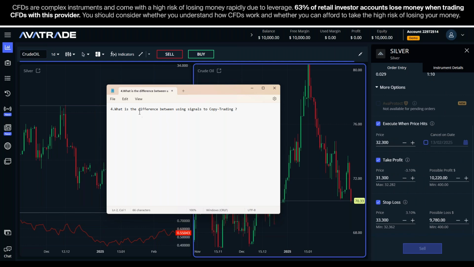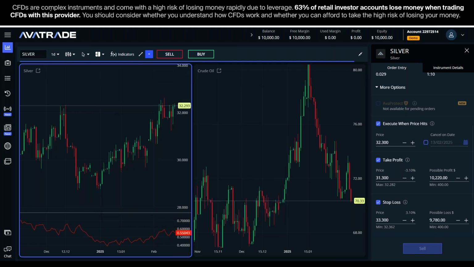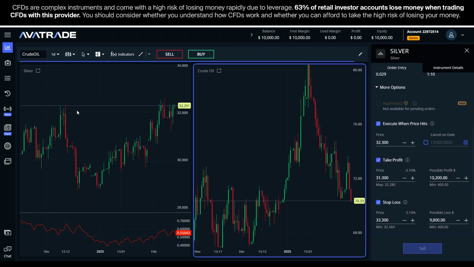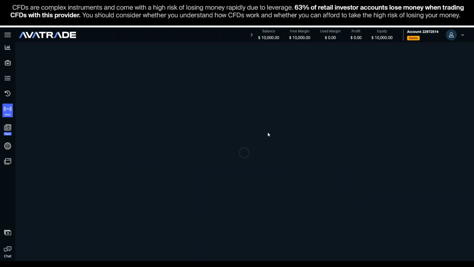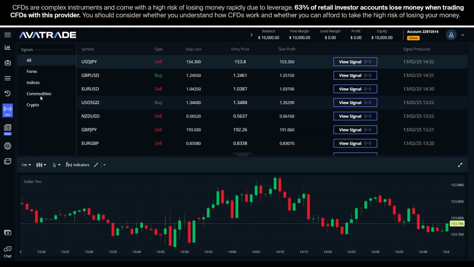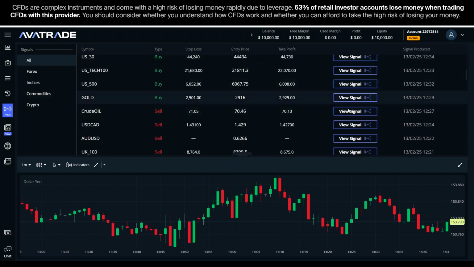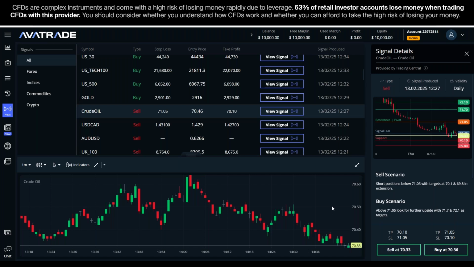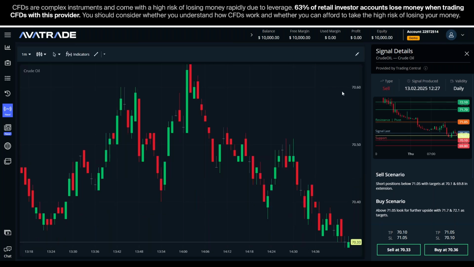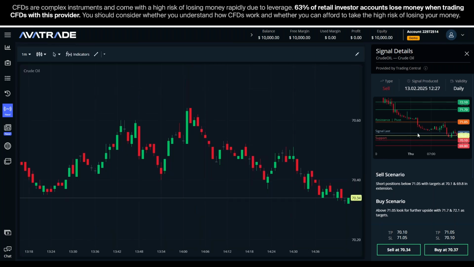Yeah. What is the difference between using signals and copy trading? Well, signals are messages, instructions on how to buy and sell, right? We can even look at the signal section in here, and you can see what a signal looks like. So we'll have maybe, you see oil. Let's expand the screen. We can see there is some nice analysis here.